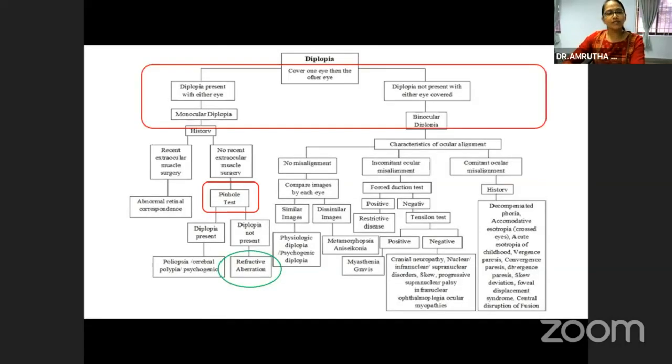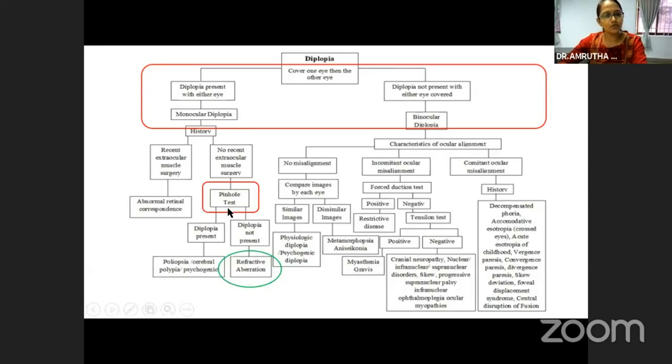So when you have a patient who presents to the department or to the emergency room with sudden onset of diplopia, the first thing to differentiate is: is it a monocular or a binocular diplopia? It is as simple as covering one eye or asking the patient how it is. When they cover one eye, does the diplopia disappear or does it still persist? If the diplopia persists, then you are looking at a patient presenting with monocular diplopia.